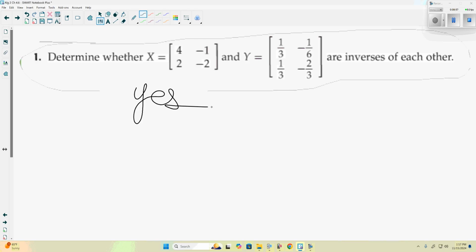Questions on these so far? Yes. So we feel pretty comfortable with determining if two matrices are inverses. All right. We're ready to find the inverse of a matrix.